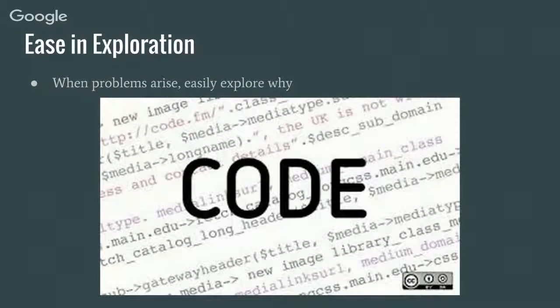And easy exploration. When problems arise, they're easily explorable. They're easy to solve. You can go into the code and see what's going on and what's causing the problem. This is different from a closed source where you have to call people and obtain the rights to go in and look at the code and see what is wrong. You can just go in and see if there are any bugs or anything that's affecting the code so it's not working the way it should.